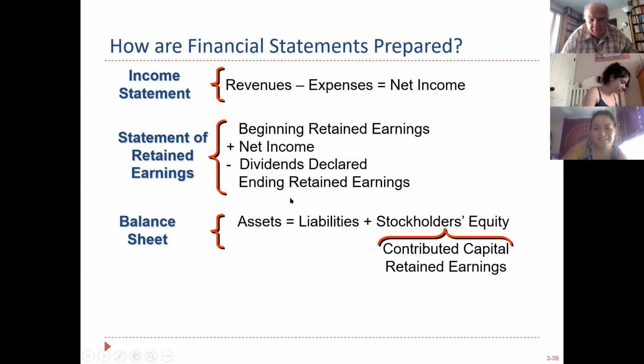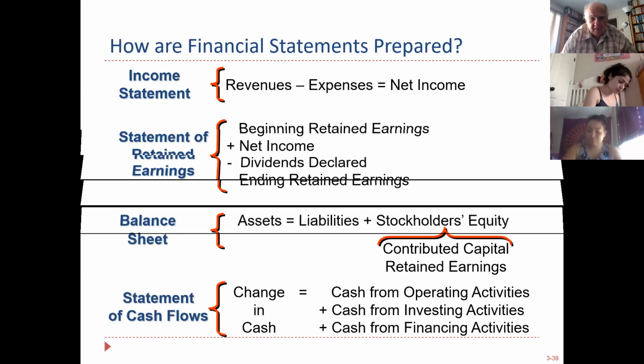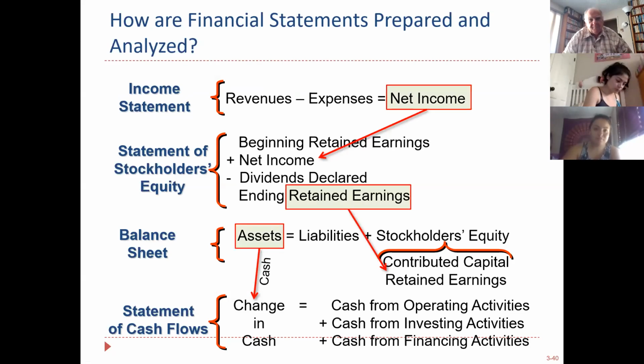And now that you have the ending retained earnings, you know that's going to go into your balance sheet, huh? That's the flow. Statement of cash flows we don't care about. Anyway, how are financial statements prepared? Here's a little grid. You do the income statement first to get the net income, bring it over here to get the ending retained earnings, and bring that to the balance sheet. Okay? You cannot do them in sequence.